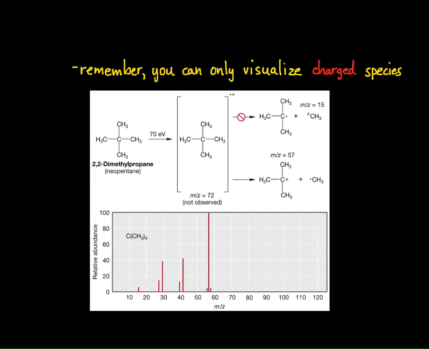Notice there are actually two things that could happen. You get a carbon-carbon cleavage, and one result is that you form a tert-butyl radical and a methyl carbocation. That methyl carbocation has a mass to charge ratio of 15, and if you look at the spectrum, you do see a small peak at 15. So that happens a little bit. But you can also get a tert-butyl carbocation and a methyl radical. The tert-butyl carbocation has a mass to charge ratio of 57, and this is the prominent peak in that spectrum.